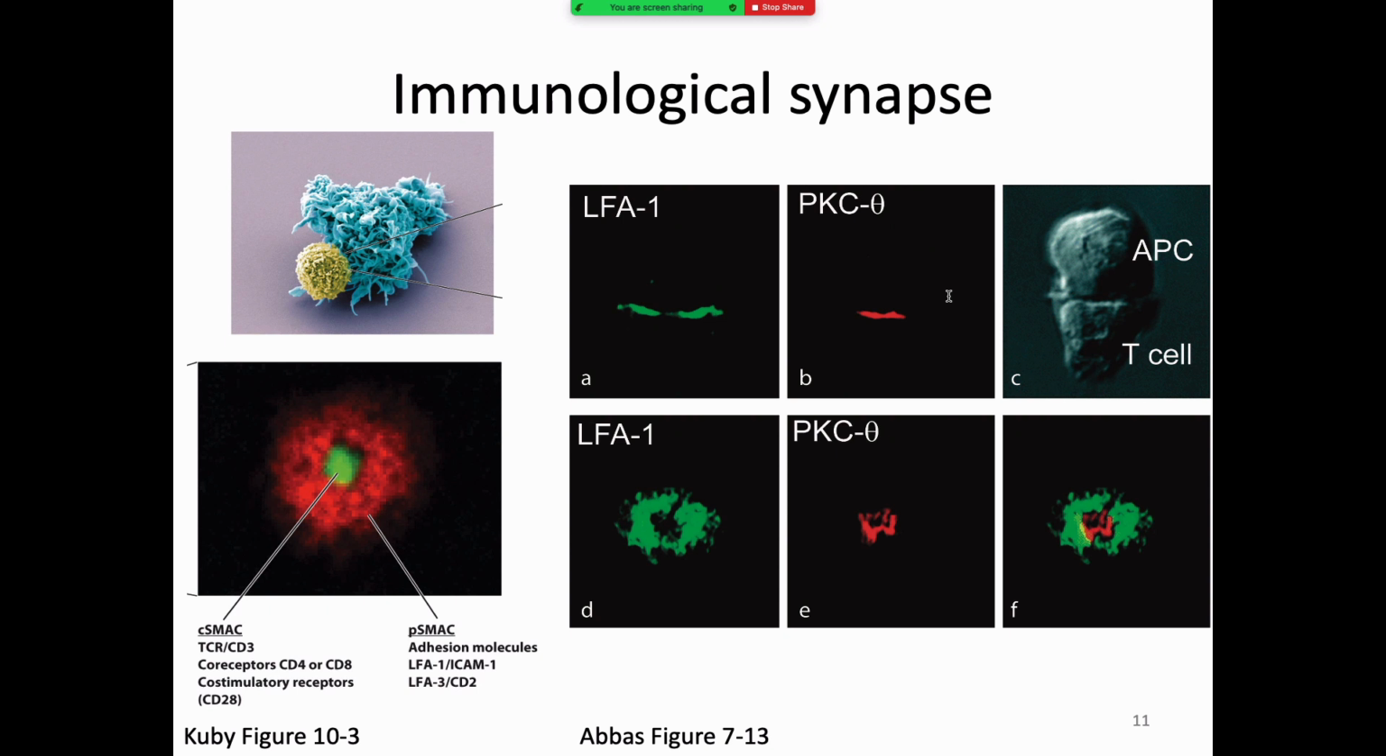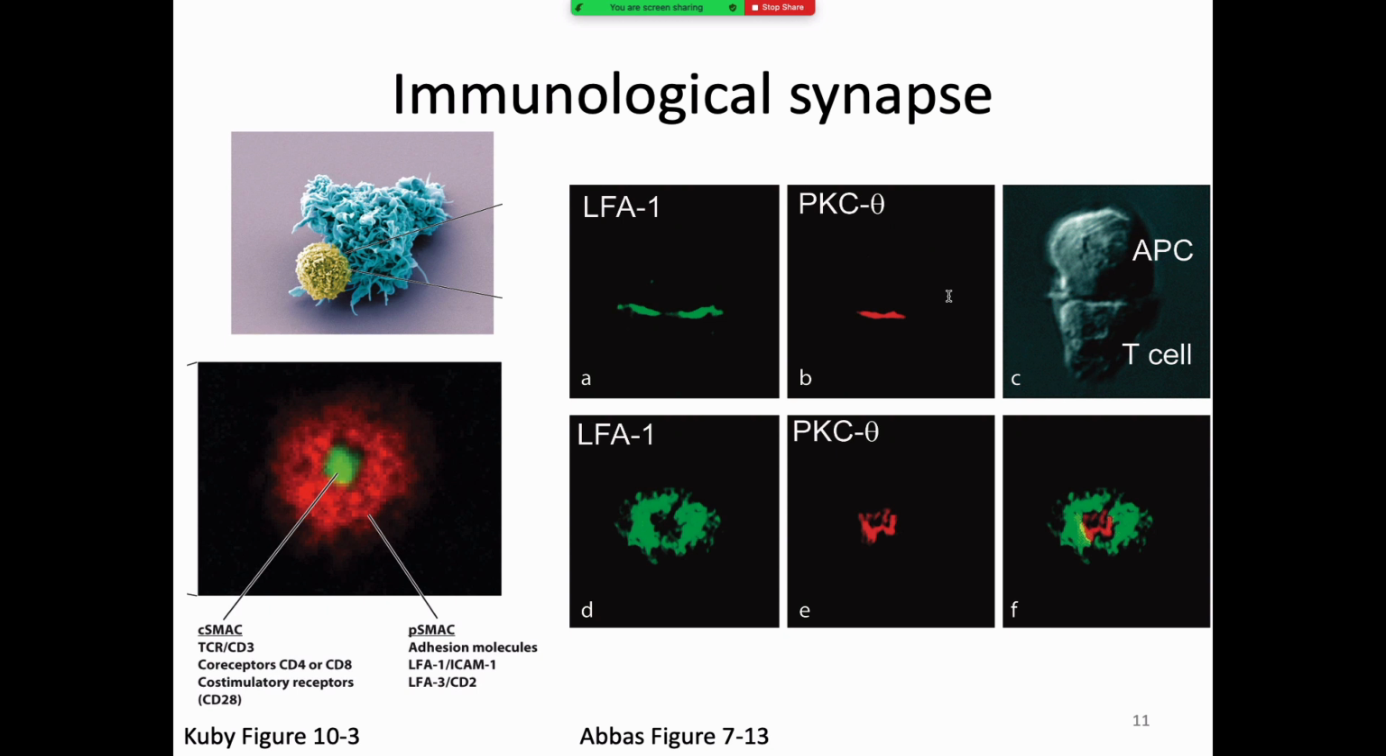The adhesion molecules make a wall around the outside to hold these cells together. This is actual imaging of where the adhesion molecules are and where the signaling molecule is. Here's the end-on view of the antigen-presenting cell and the T cell, and you can see them coming together. And remember that the term synapse really just means a place where two cells are coming together and interacting.